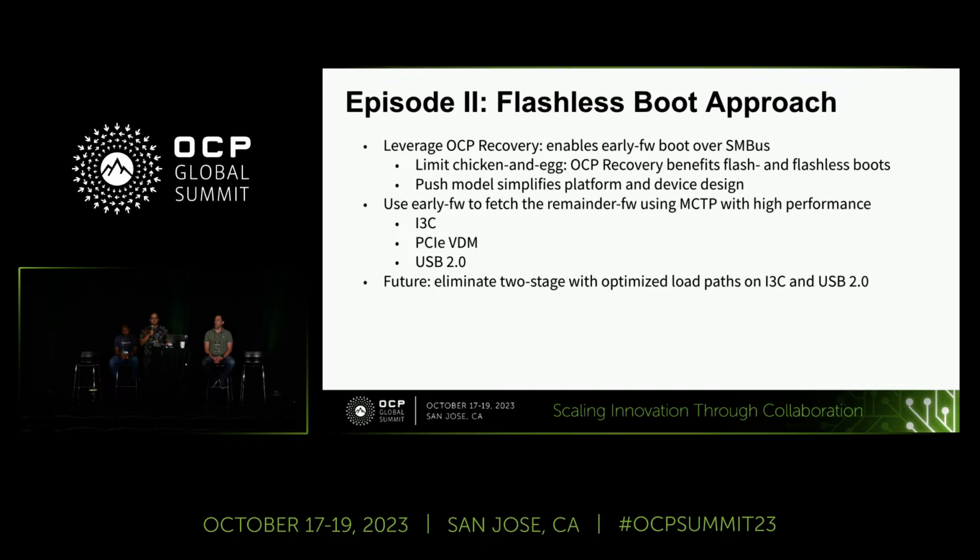And the nice property of this is that this is already the recommendation in the OCP recovery spec for handling firmware update of flash-based devices. You use the recovery to push your MCTP and PLDM Type 5 stack, and then you use that stack to do the firmware update. And now that you have MCTP up, you can use higher performance interfaces: I3C, PCIe VDMs, and USB 2.0. So this is how we get the ball rolling on these designs. In the future, we could eliminate the two-stage update as we work towards building optimized load paths, for example, bespoke hardware paths on I3C and USB.